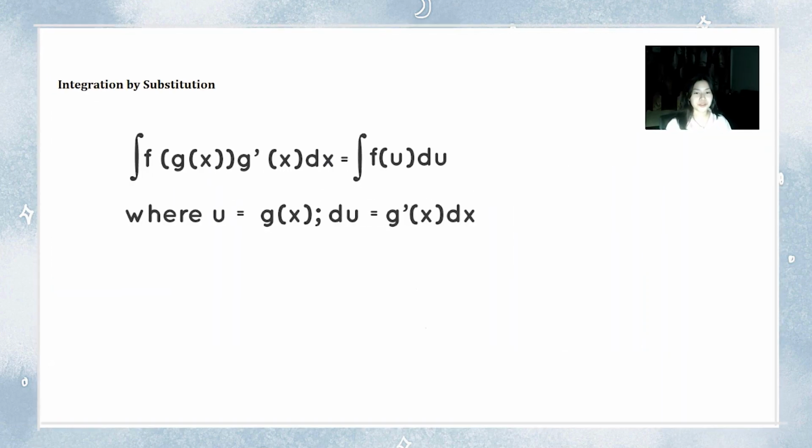So now let's move on to integration by substitution. Sometimes you can't integrate right away, so you have to change the integral to make it easier and less complex to integrate by substituting it with u. Our substitution rule is written as the integral of f of g of x times g prime of x dx is equal to integral of f of u du, where our u is our g of x and our du is our g prime of x dx.